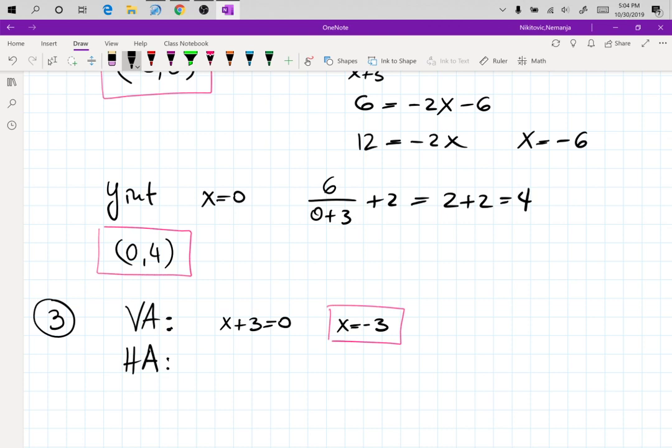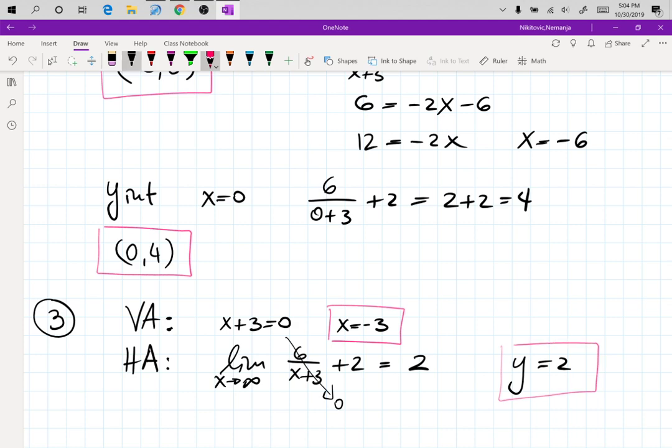For the horizontal asymptote, we can do the limit as x goes to infinity of 6 over x plus 3, plus 2. And when you plug in infinity, this term over here goes to 0. So we have y equals 2 for the horizontal asymptote. If you have a horizontal asymptote, then you can't have slant because they are mutually exclusive. You either have one or the other or none of them, but you can't have both. So as soon as you get the horizontal asymptote, that's a guarantee you don't have slant.